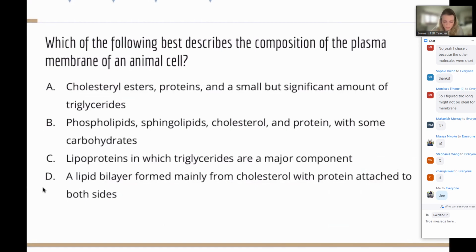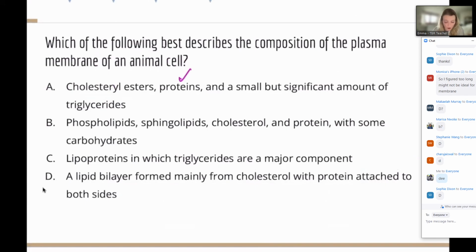All right, so this one is a little bit tricky, but we'll go through it. The first one says cholesterol esters, potentially proteins. We know there are definitely going to be proteins, and a small but significant amount of triglycerides. We're actually not really going to see triglycerides in the plasma membrane because they are going to be part of storage, so this is not going to help us. Phospholipids, sphingolipids, cholesterol, and protein with some carbohydrates. That sounds okay so far. Lipoproteins, in which triglycerides are a major component. Again, we're not really going to see triglycerides in a plasma membrane.